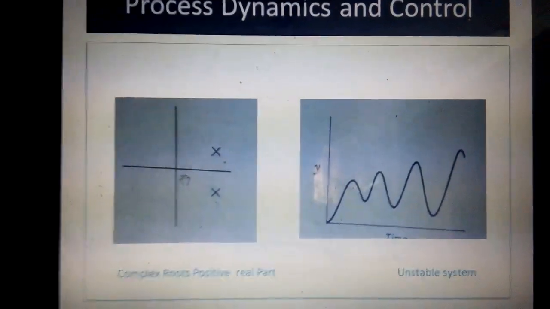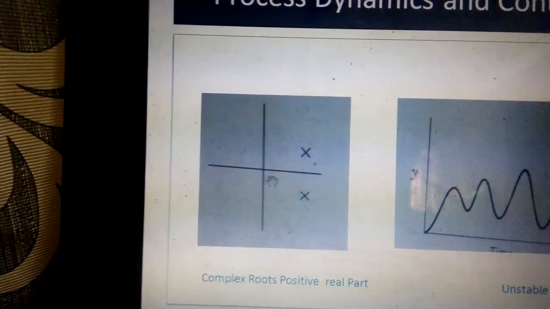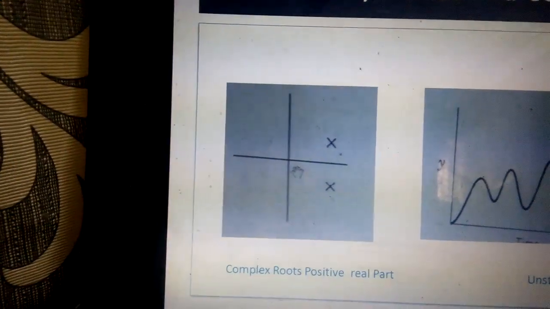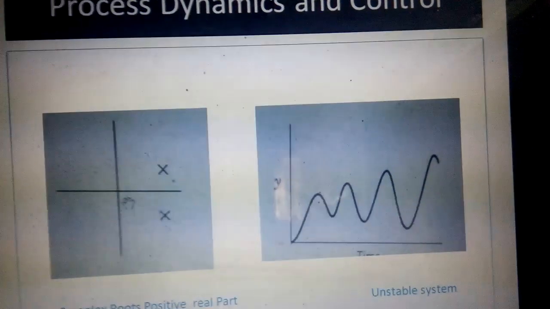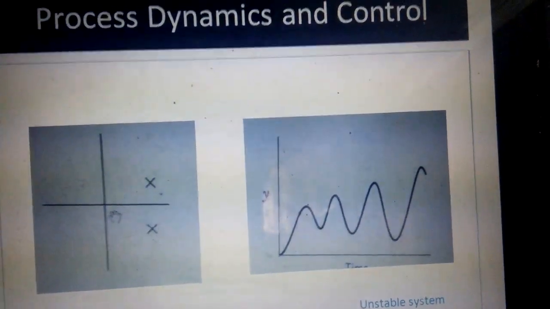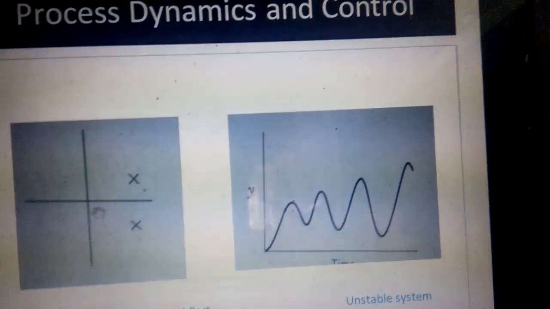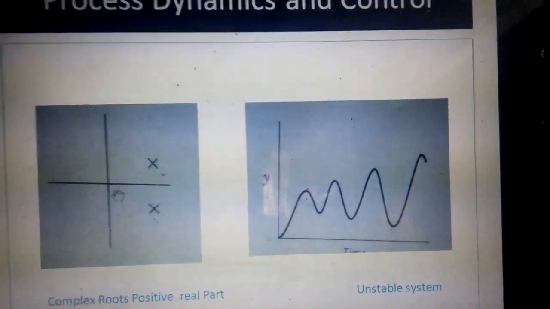Now let us see the case where the complex conjugate roots lie on the right half of the plane. As they lie on the right half of the plane, the response is sinusoidally increasing. There is no bounded output. Therefore, this system is called unstable.